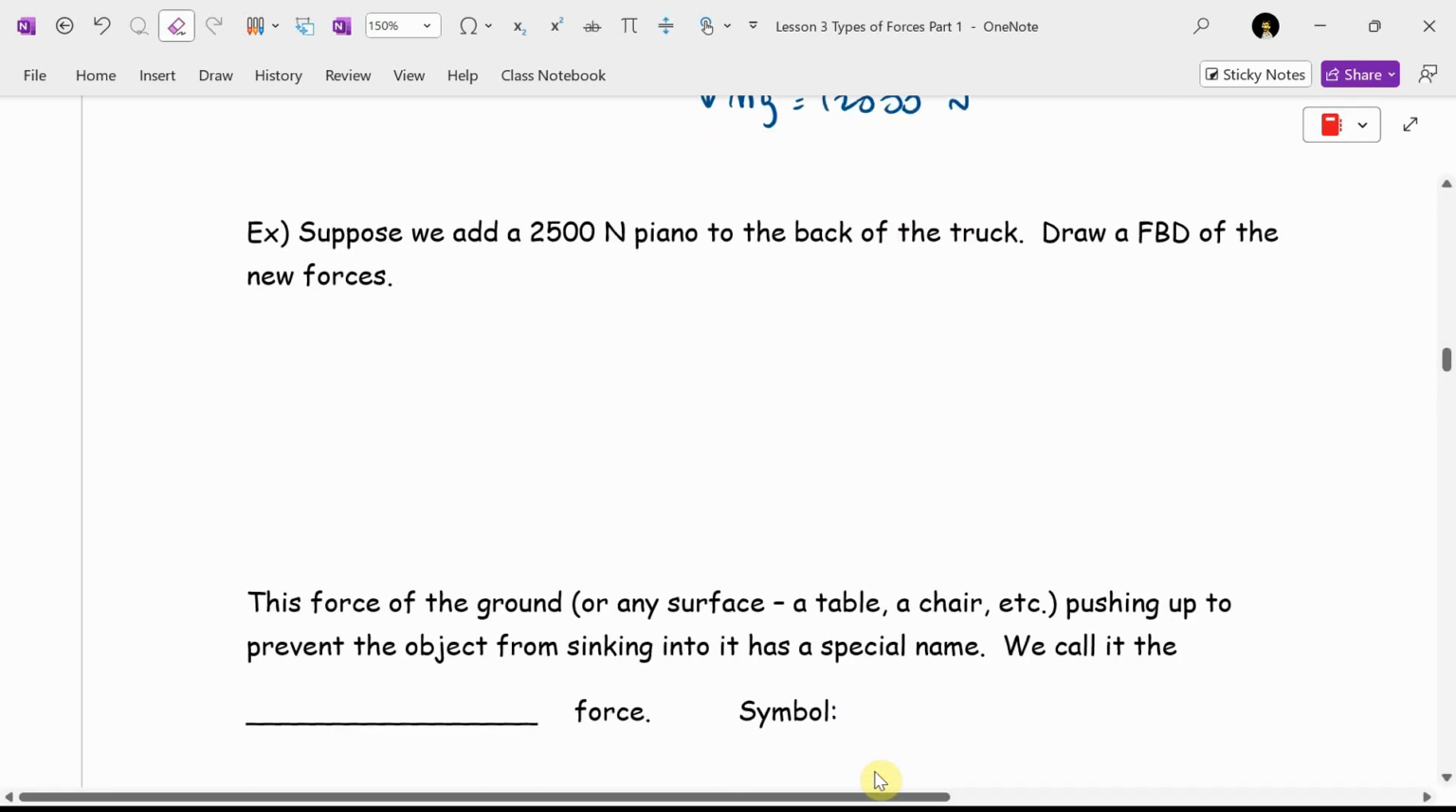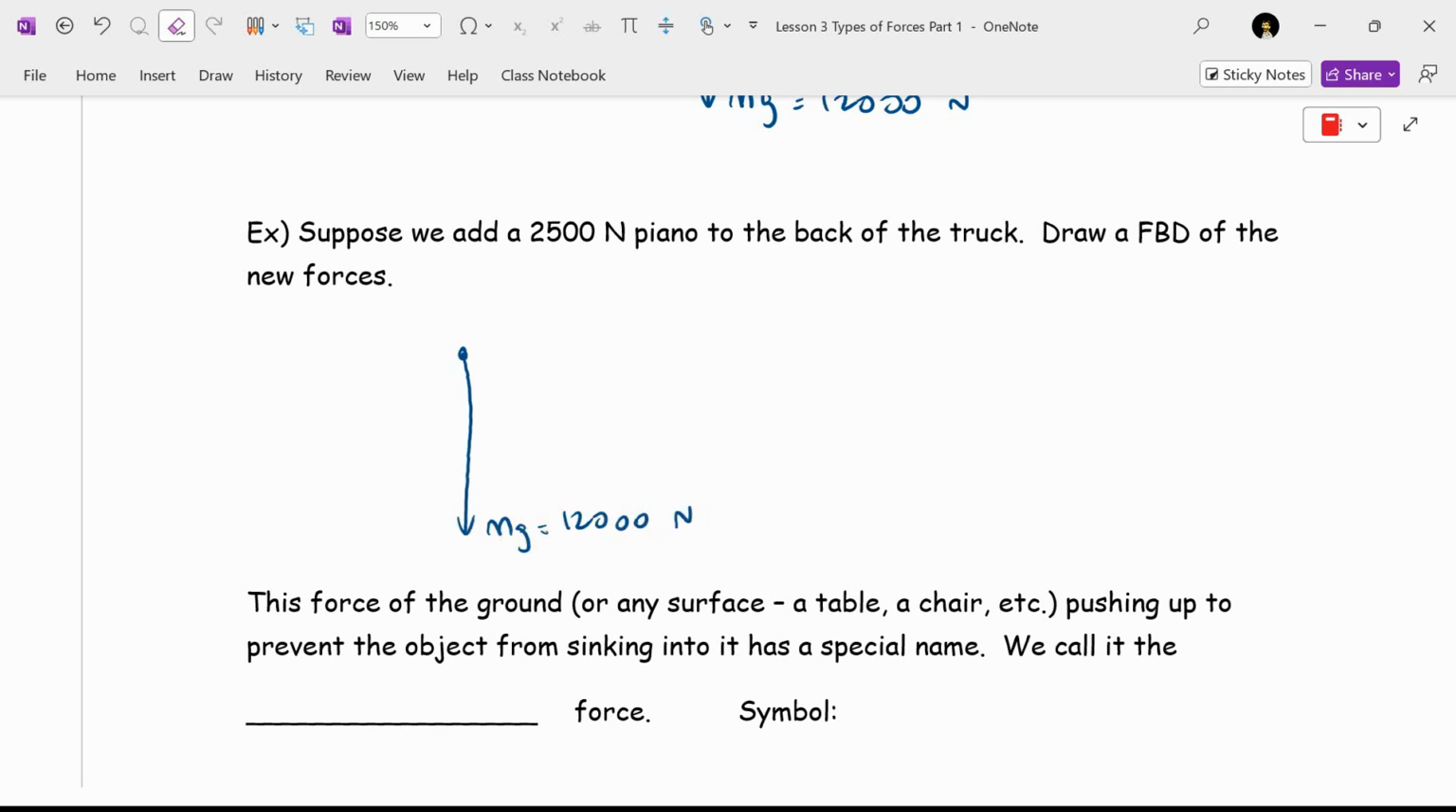Suppose we add a 2,500 Newton piano to the back of the truck. Draw a free body diagram now. Okay. What are the forces acting on this truck? Get the obvious one, Ryder. Yeah, which way? And I can even tell you how big it is. mg is 12,000 newtons.